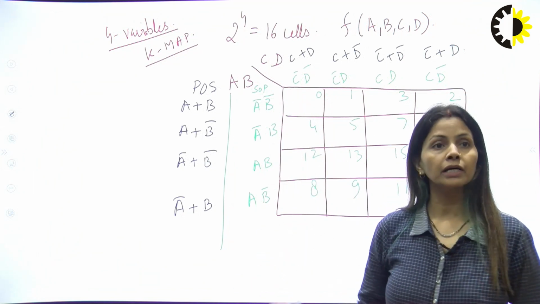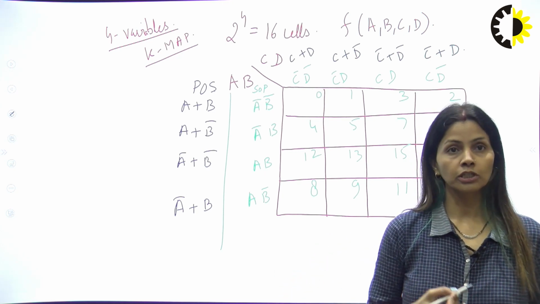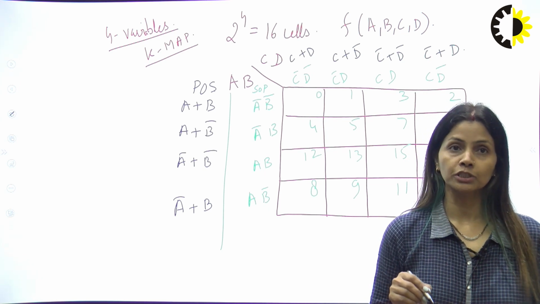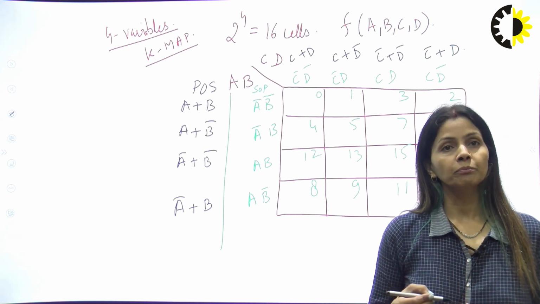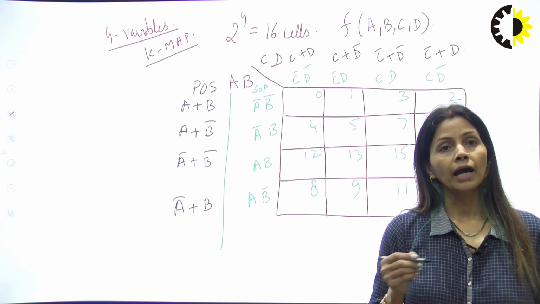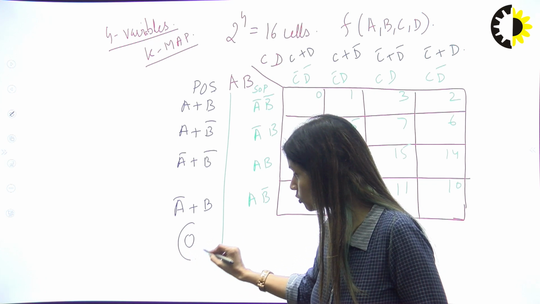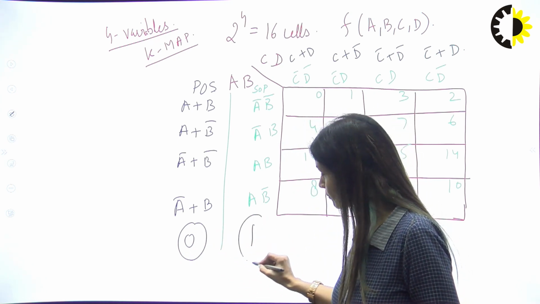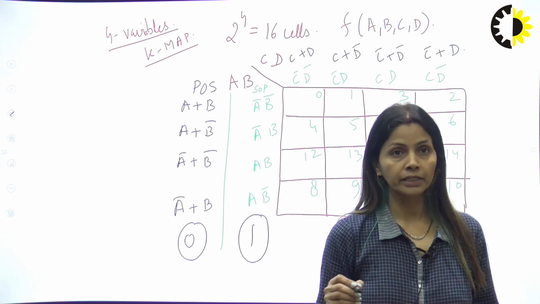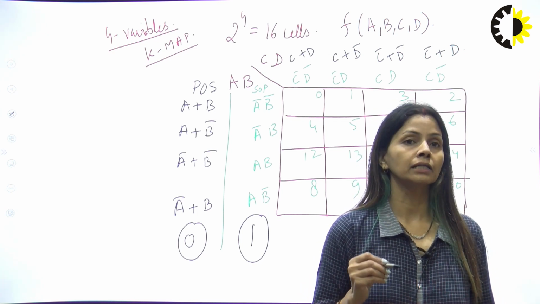Similarly, for POS, you will fill the zeros, making double octet, octet, quad and pairs. Use the don't care conditions and write into the POS form. So if it is POS expression, you will fill the entries by zeros, and if it is a SOP expression, you will fill the entries by 1. Okay, and you will make the double octet, you may make the octet, you may make pairs, and if you are not getting any of these, you can take the single entries too.